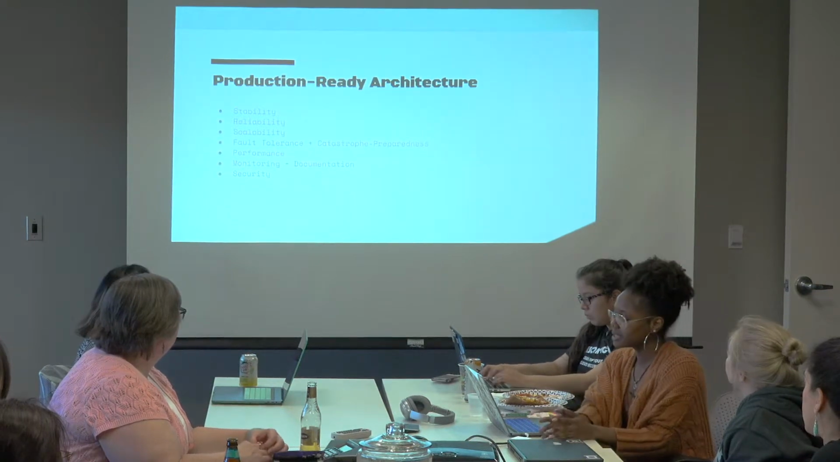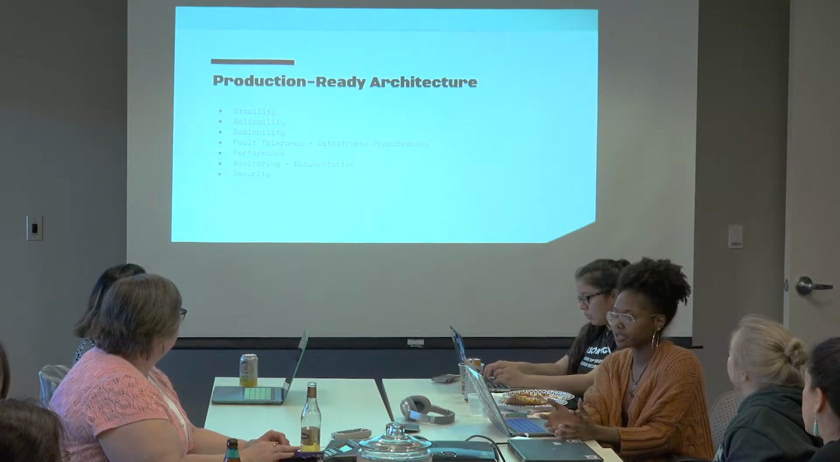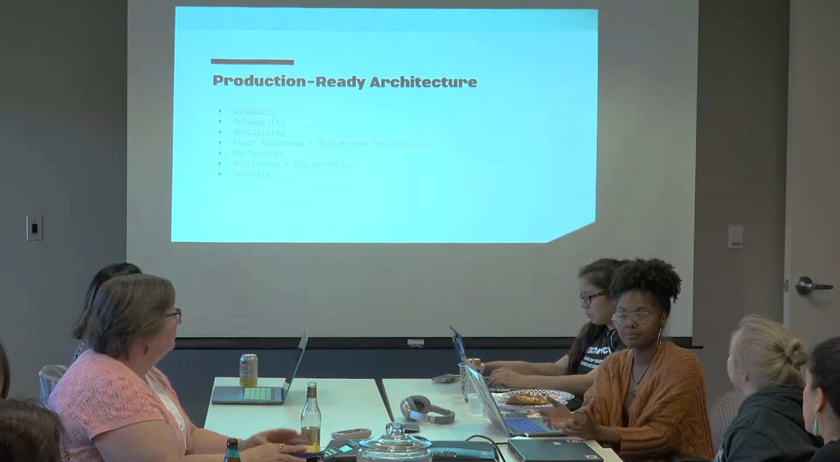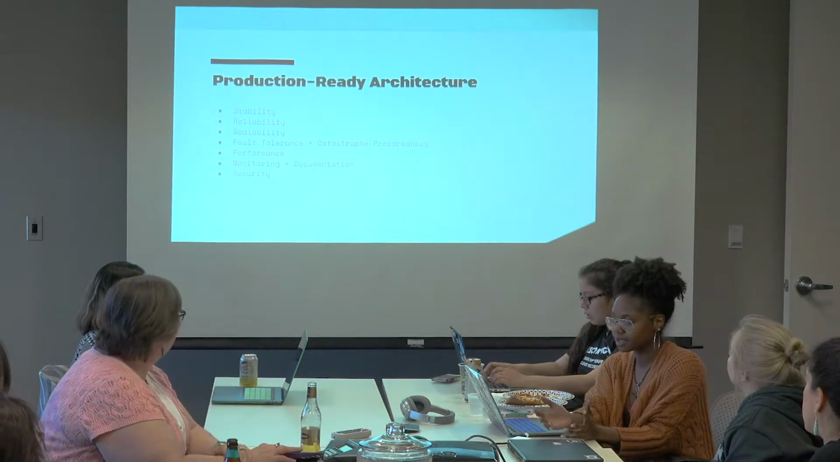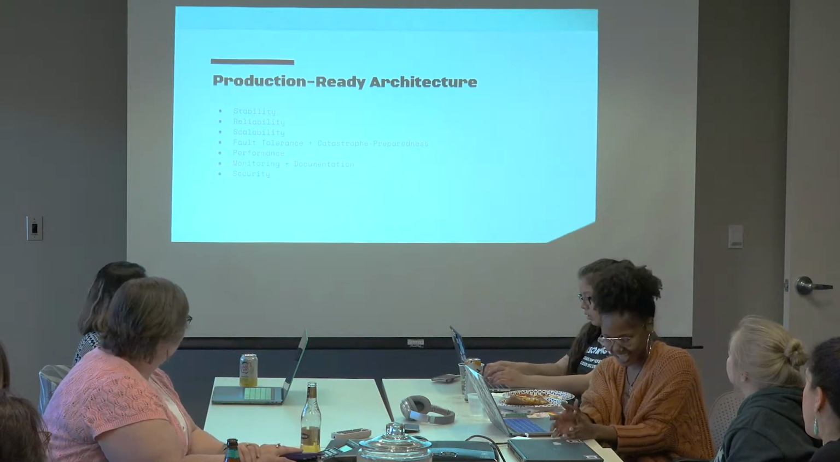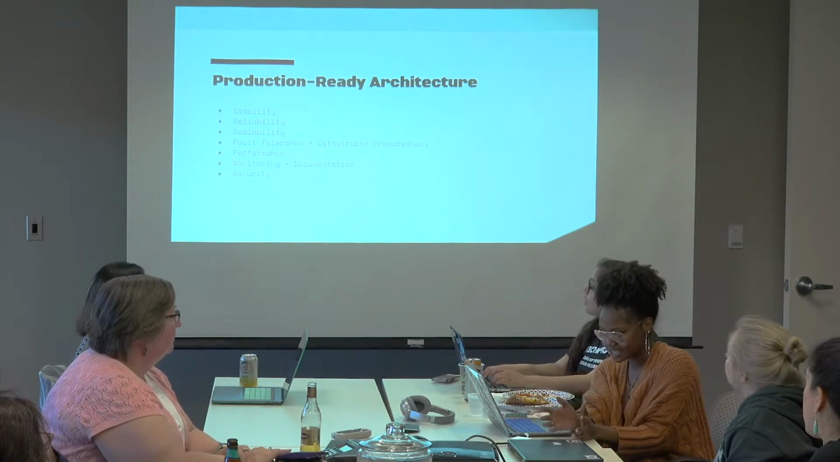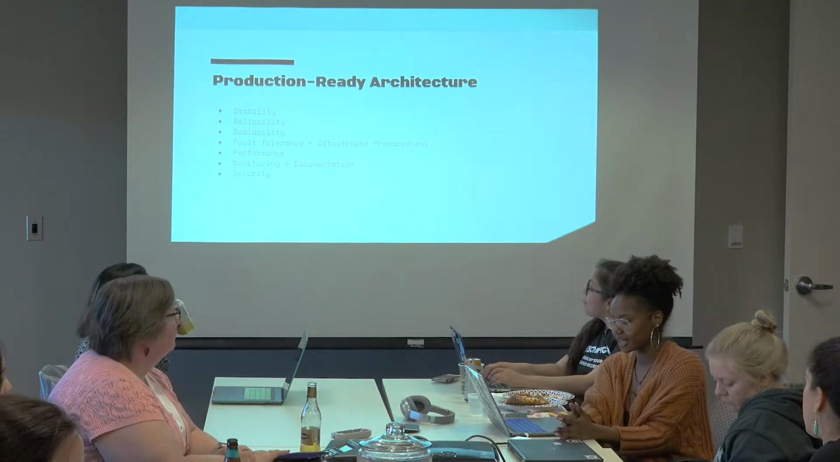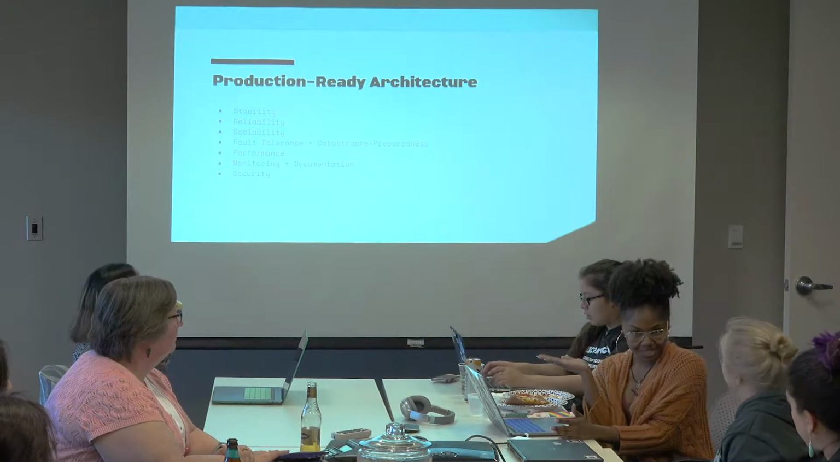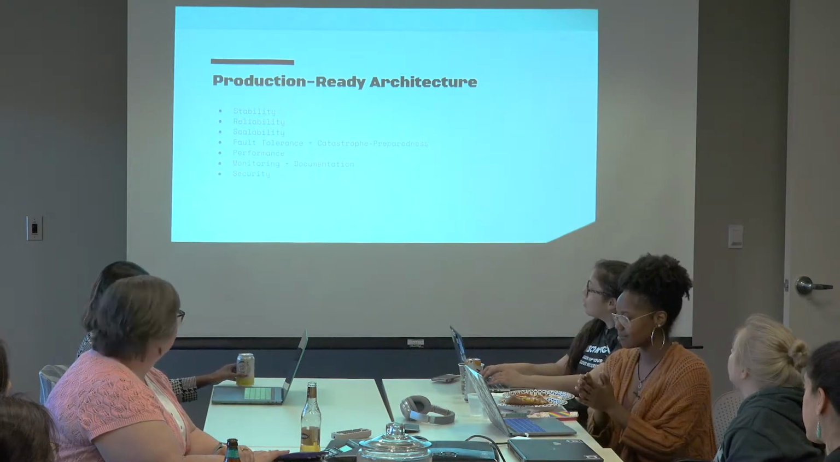So the key characteristics of a production-ready architecture are stability, reliability, scalability, fault tolerance and catastrophe preparedness, performance, monitoring, documentation, and security. I'm only going to cover 5 of these points for the sake of time.